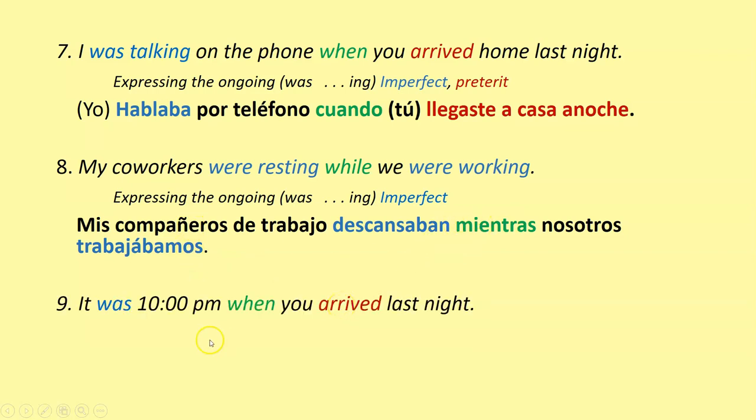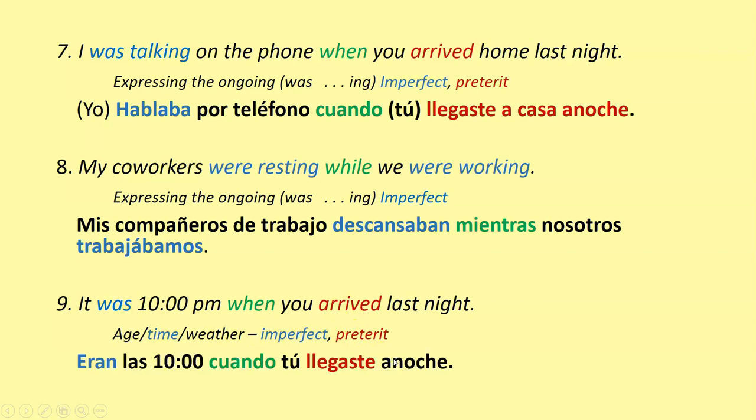Número 9. It was 10. Time is always in the imperfect. This is followed by the word when, cuando, that is telling you that one of these verbs should be in the preterite. Since this is already in the imperfect, this should be in the preterite. Eran las 10 cuando tú llegaste anoche. Also notice that we are using the expression of the preterite, anoche.